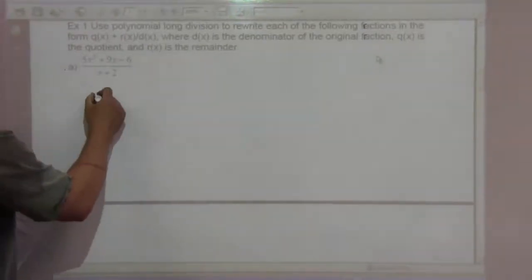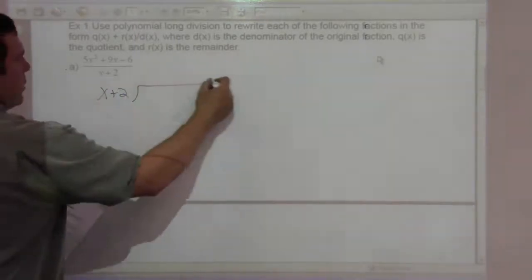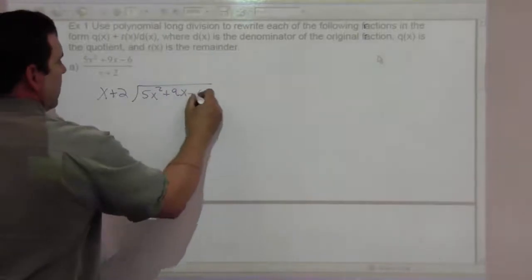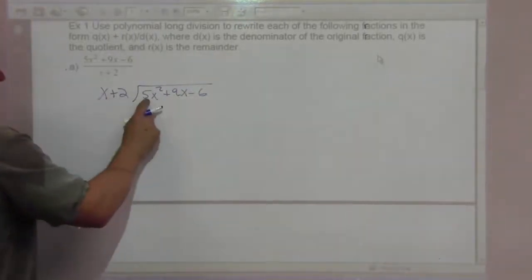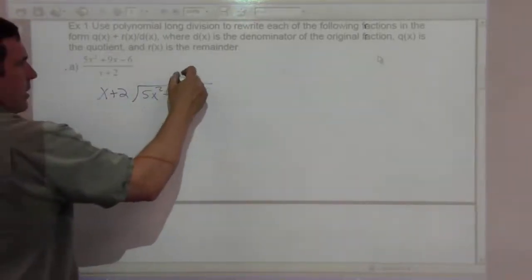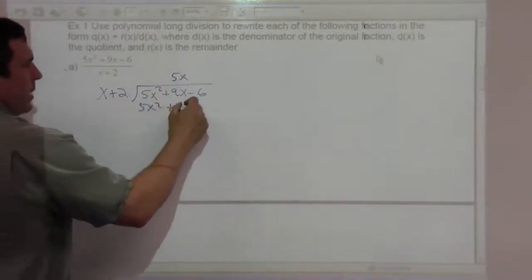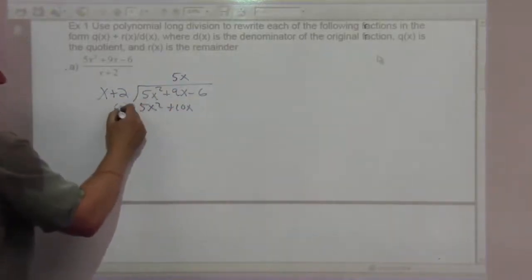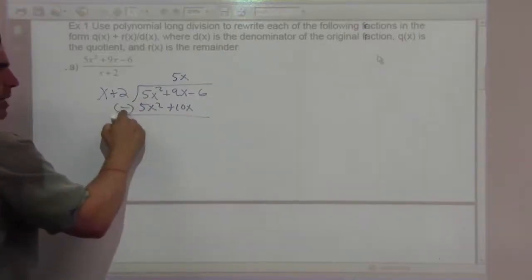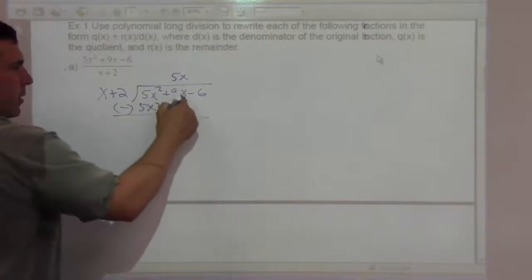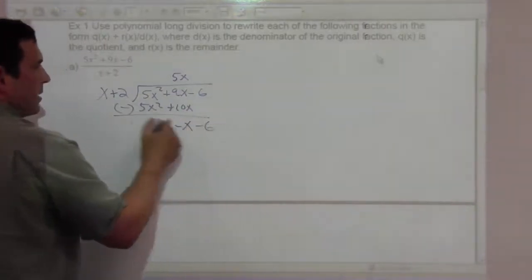So here's our divisor. X plus 2 goes into 5x squared plus 9x minus 6. X times what is 5x? Okay, it's going to be 5x. It's 5x squared plus 10x. Now when I do my subtraction here, I put it in parentheses because I'm reminding myself everything in the second row is being subtracted from the previous row. You get negative x minus 6.